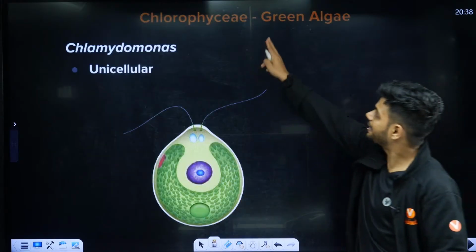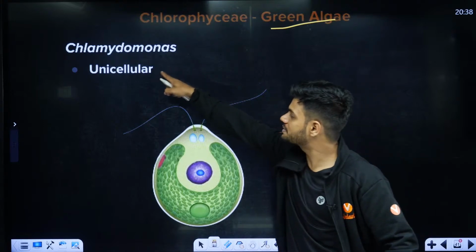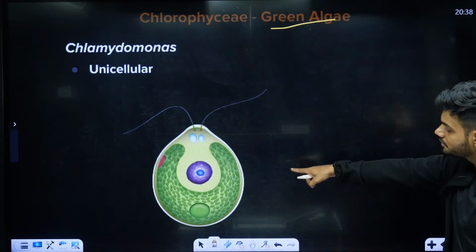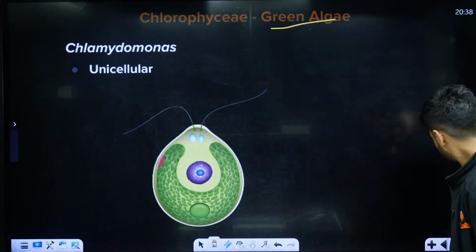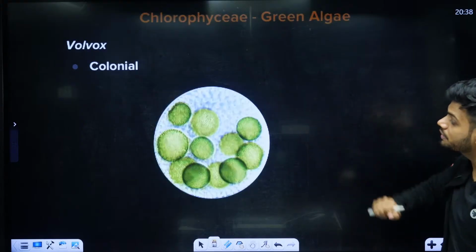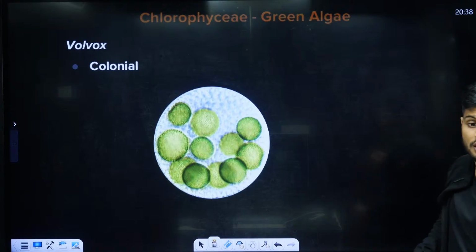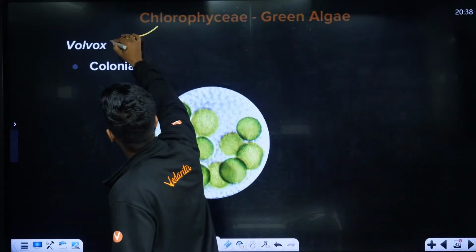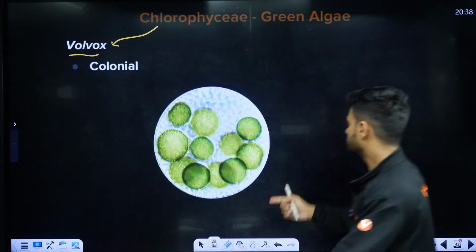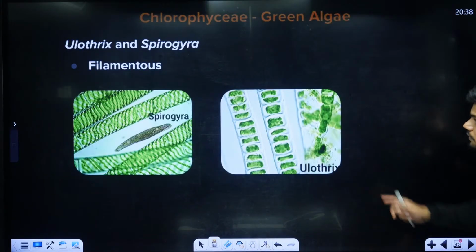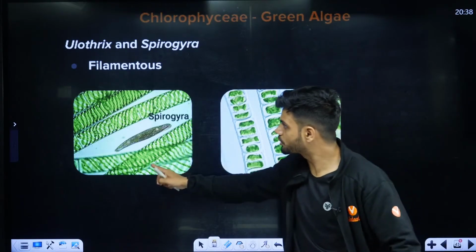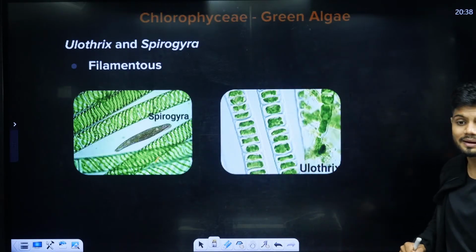So the green algae can be unicellular. Chlamydomonas is an example of green algae. They can be colonial like this. Volvox is an example of colonial algae. This is the Volvox. It can be filamentous. दिख रहा है यहाँ पर लंबा लंबा filament. Spirogyra and Ulothrix, filamentous algae.